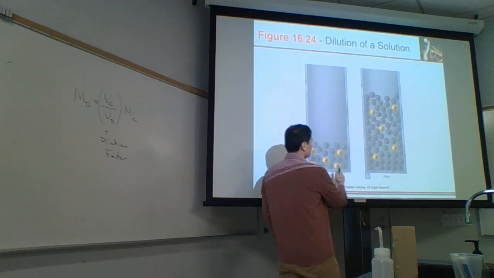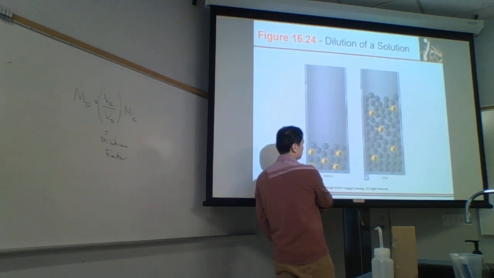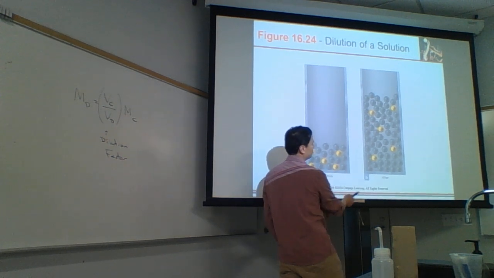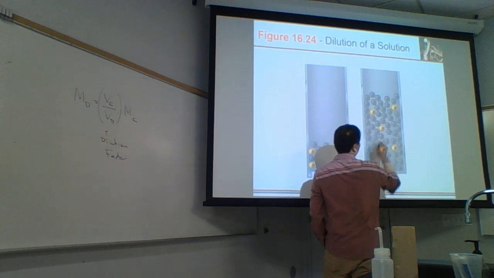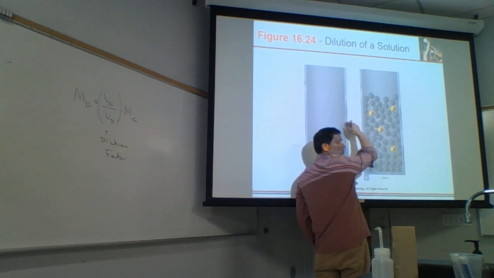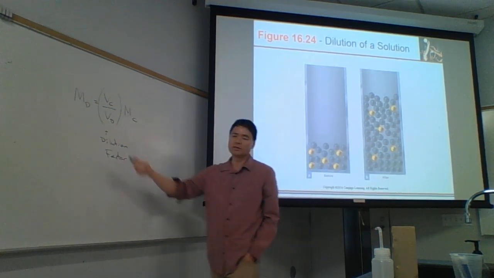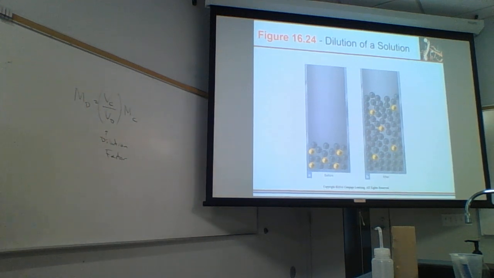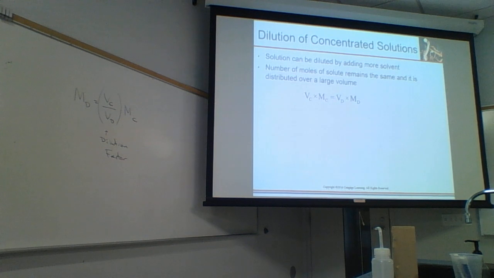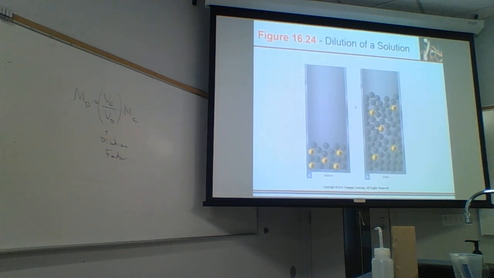What do we do? The amount of solute remains the same. So we have 1, 2, 3, 4, 5 solute particles. It's just the amount of water, the amount of solvent, that changes. It makes it more dilute here. So this is why the original equation, the molarity times the volume, gives us moles. So the moles of solute doesn't change. That is, moles of concentrated over here on the left equals moles of dilute. All we're doing is changing the amount of solvent in there, making it more dilute.